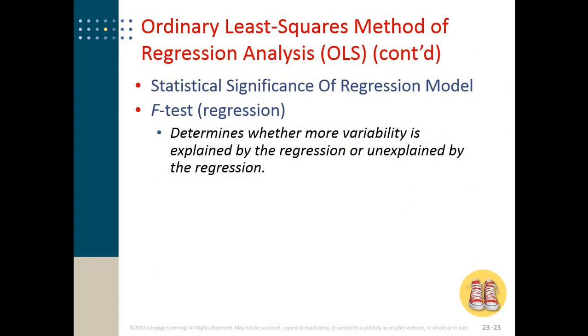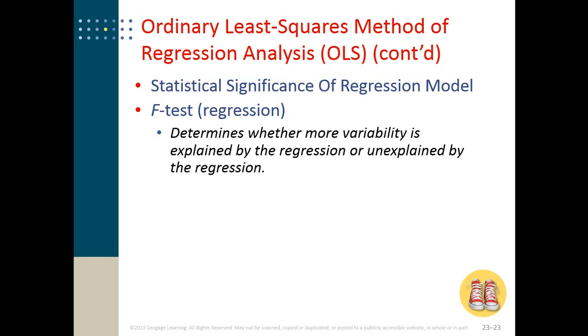Now, when we run a regression, we also do an F-test to determine whether our regression model has been able to explain a substantial variation in the dependent variable. Try to understand the main objective of running a regression. The objective is to explain the variation in the dependent variable by the independent variable.